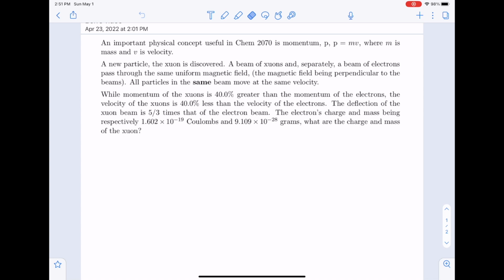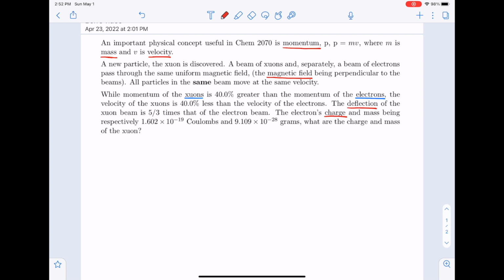So reading the problem, we see that we have the gluon and the electron. Next, you'll want to identify any variables that they give you information about in the problem. So we see we have momentum and mass, velocity, magnetic field, deflection, and charge.